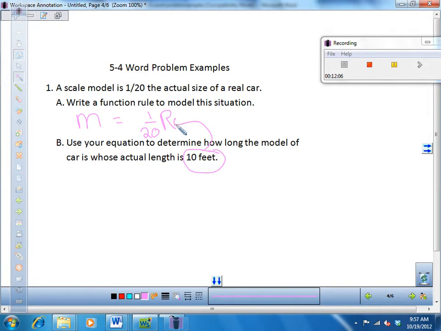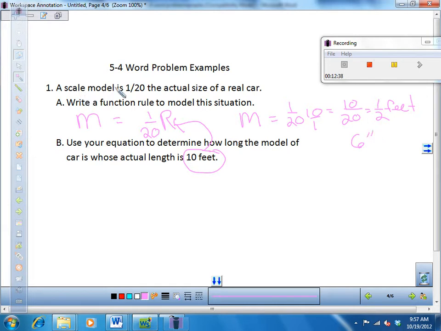In there. And I get, so the model length is going to be 1/20th of 10. What's 1/20th of 10? It's like 10 over 1. 1 over 20 times 10 over 1 is 10 over 20. What's 10 over 20? 1/2. What's the units? Feet. How much is 1/2 of a foot? How many inches? 6 inches.